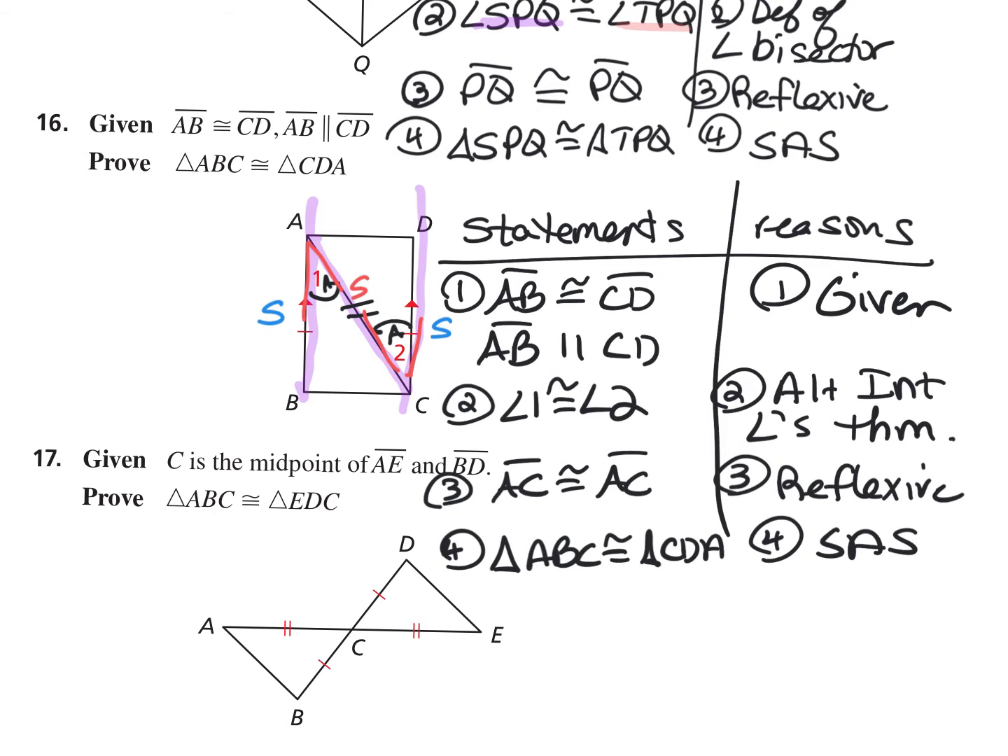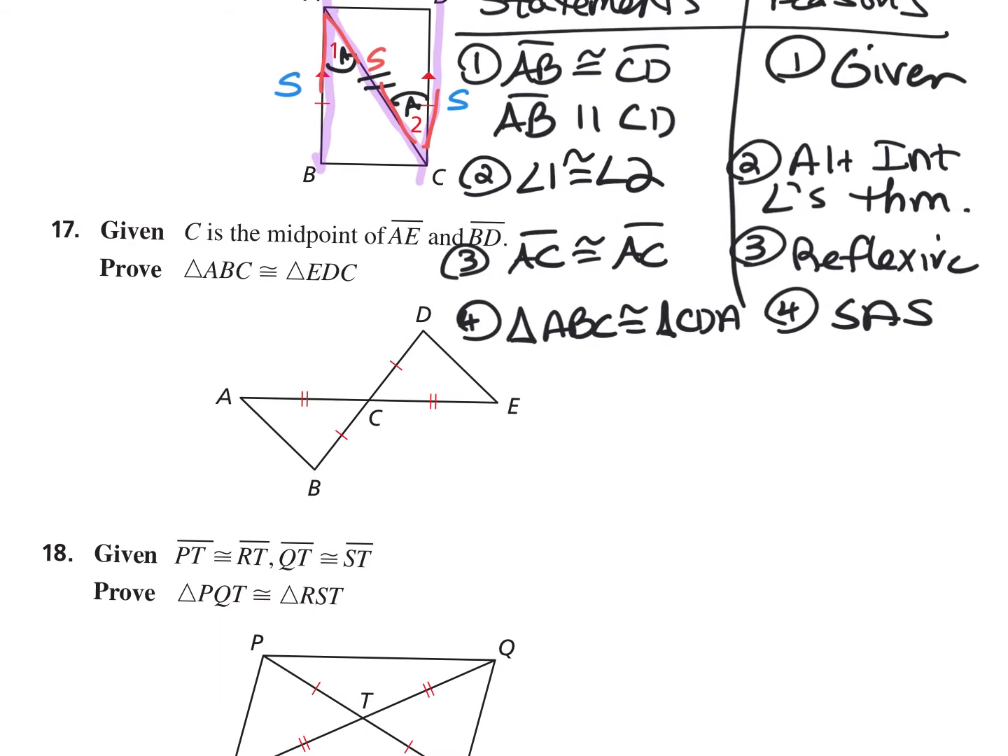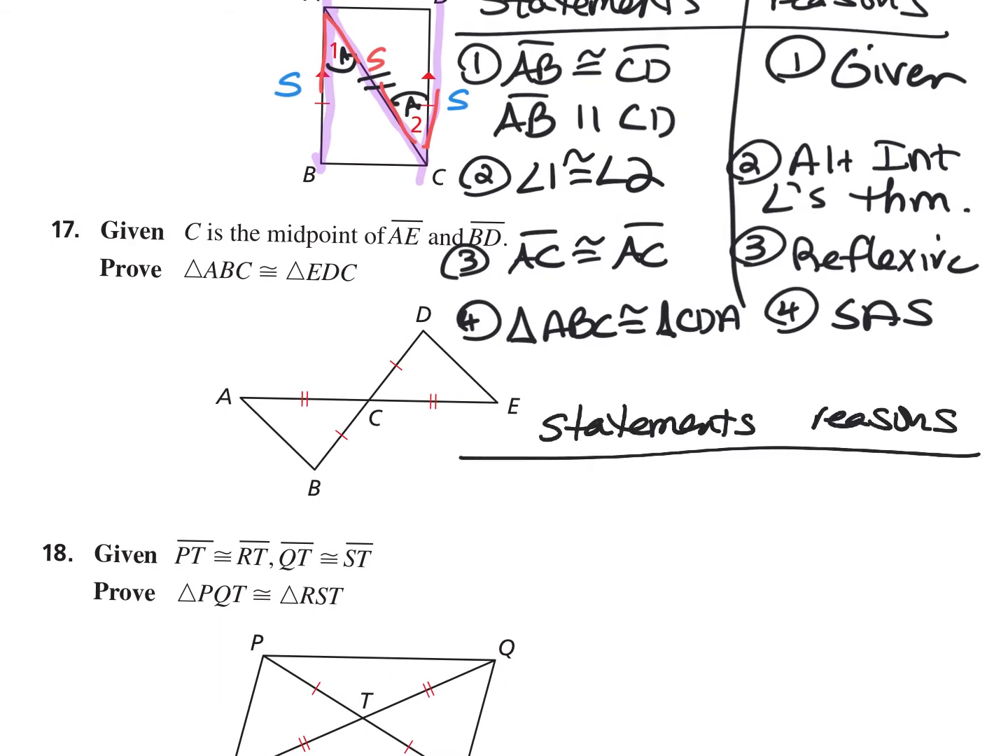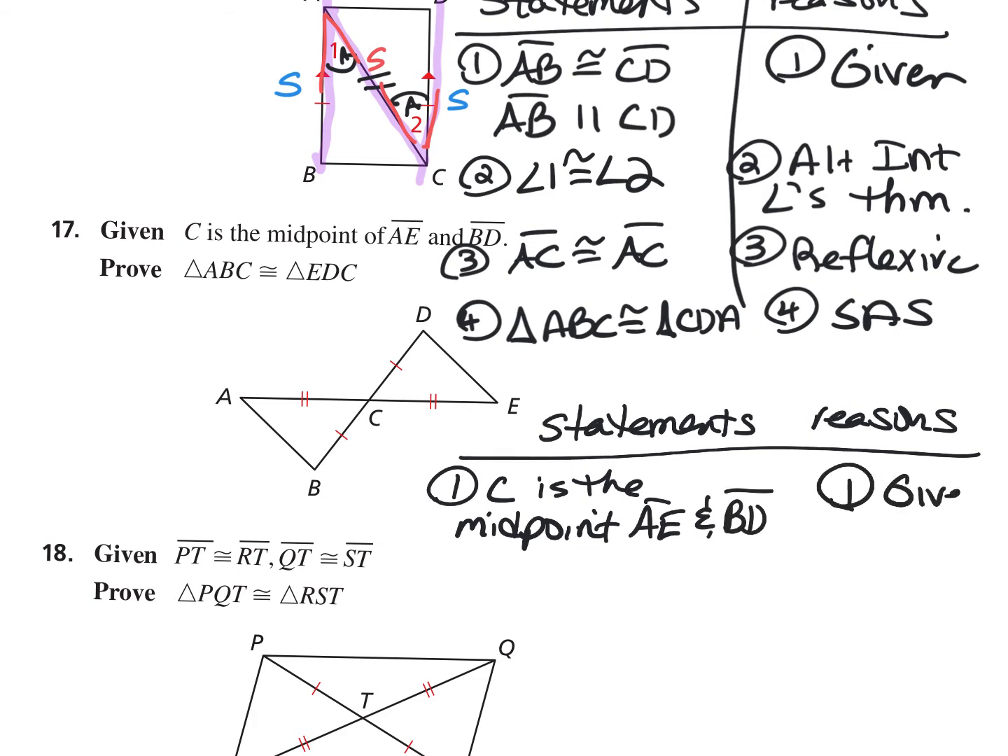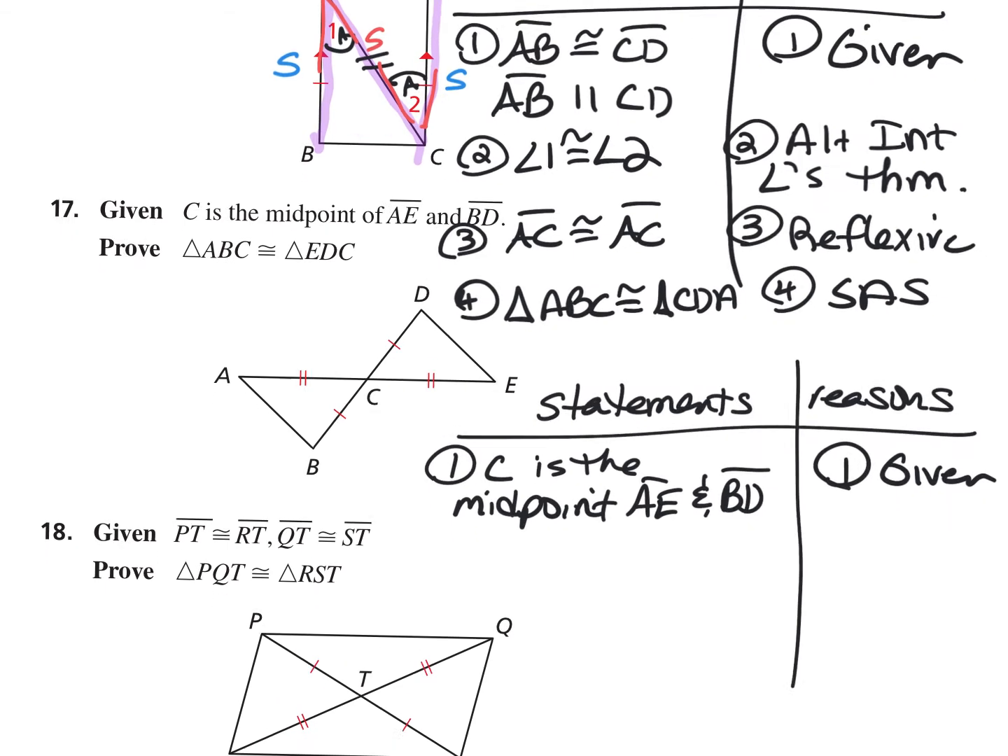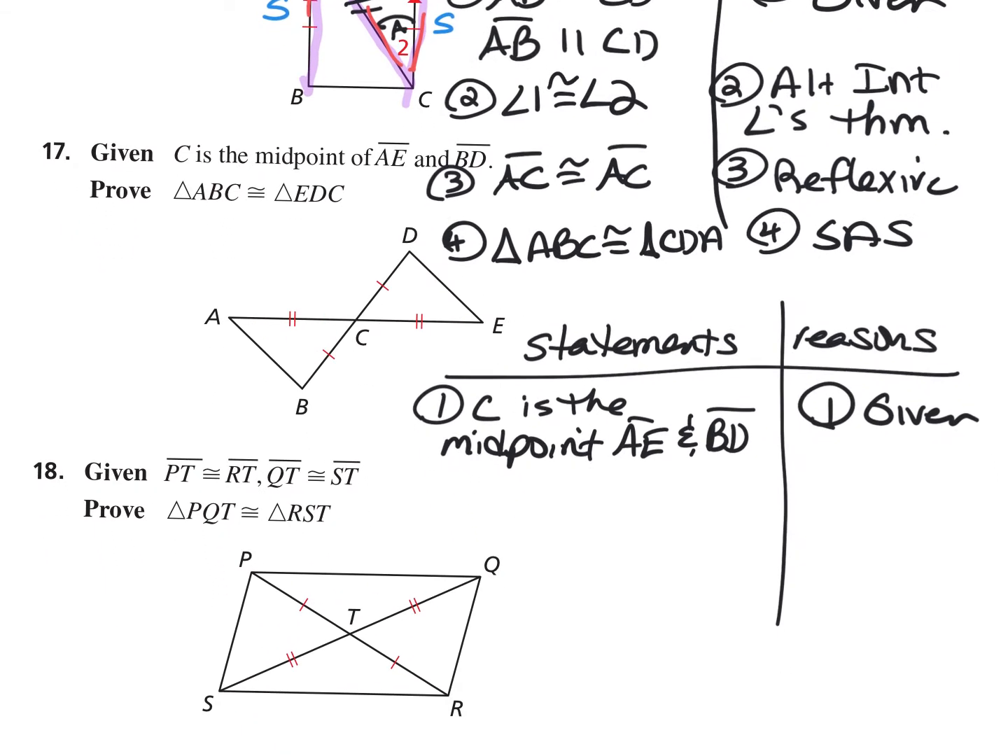Yes. So for number 17, again, I'm going to set up my statements and reasons. So number 1, I'm going to put in my given that C is the midpoint of AE and BD. Now, notice the picture is labeled for us.